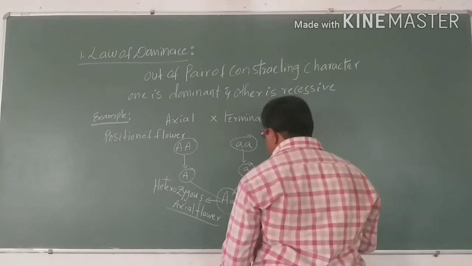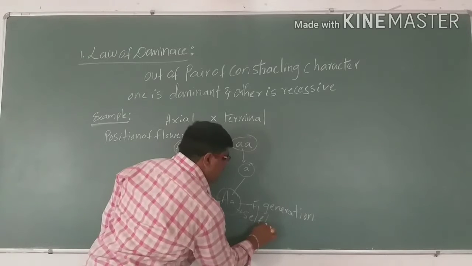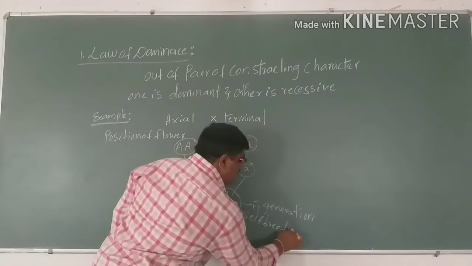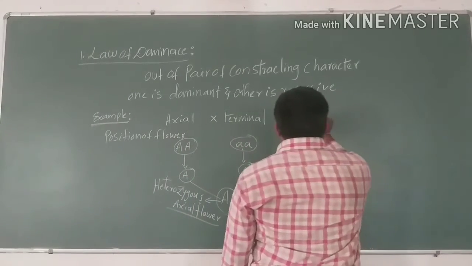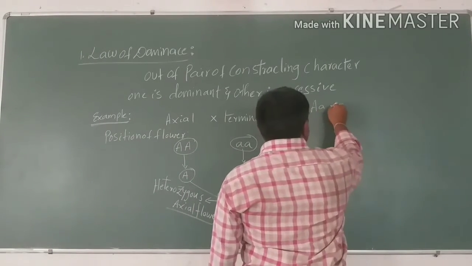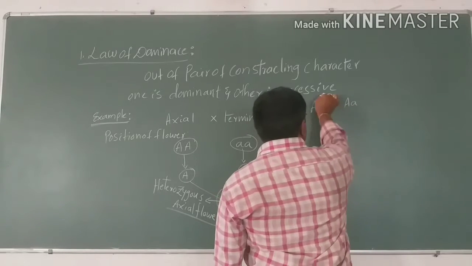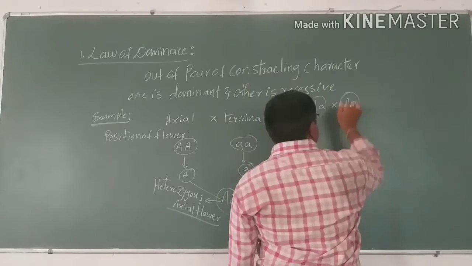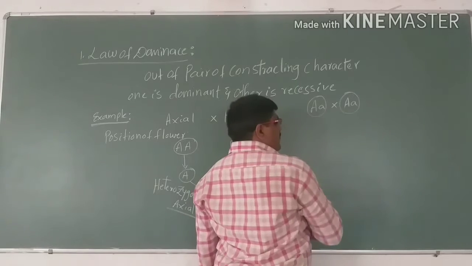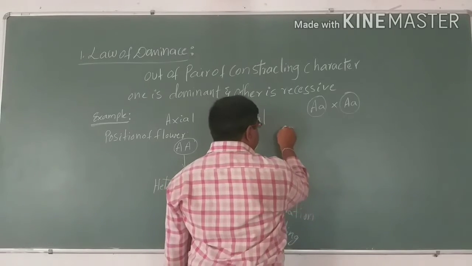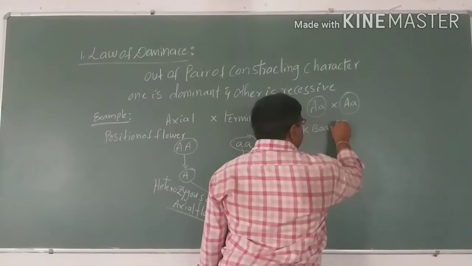if self-breeding takes place, capital A is crossed with capital A, small a is crossed with small a, and these are the two gametes, one male and one female. Here we have to know about the checkerboard.